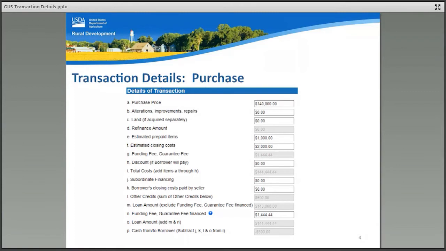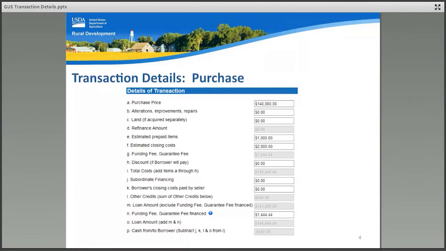GUS will calculate the correct upfront guarantee fee based on the total loan amount the user has entered on the loan terms application page. This data field cannot be edited. H. Discount, if the borrower will pay. Enter the amount of discount points paid by the borrower, if applicable. I. Total costs. GUS will tally the total costs of items A through H as indicated. This data field cannot be edited.